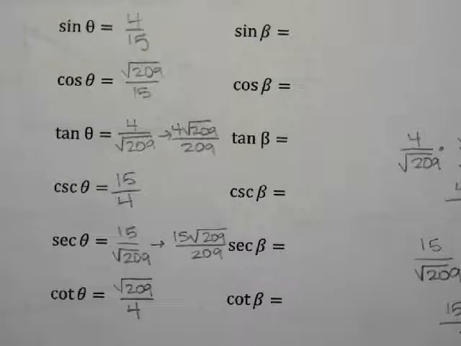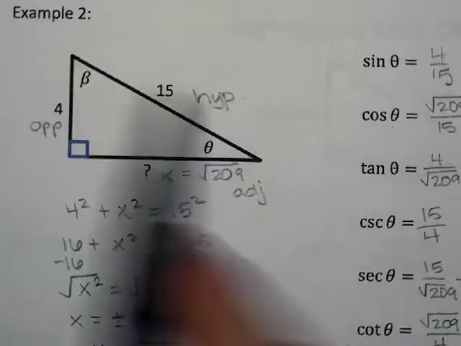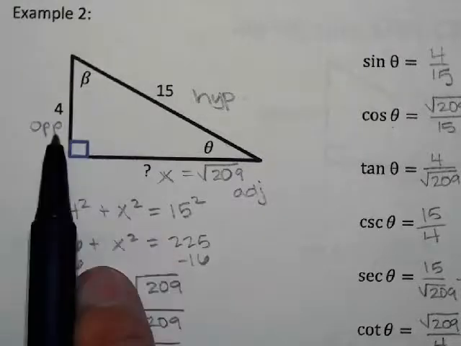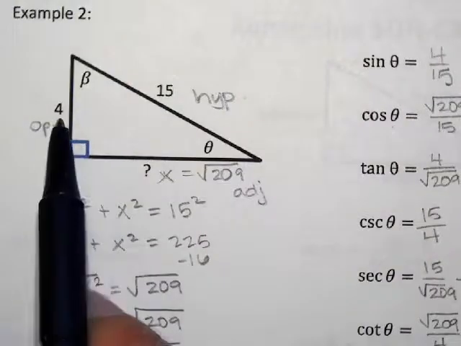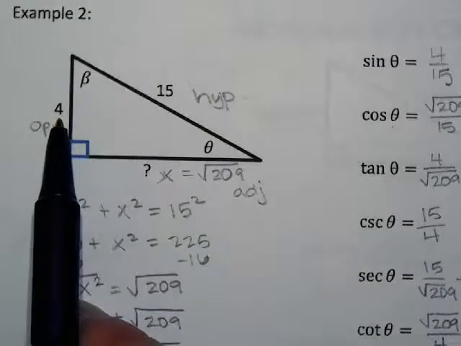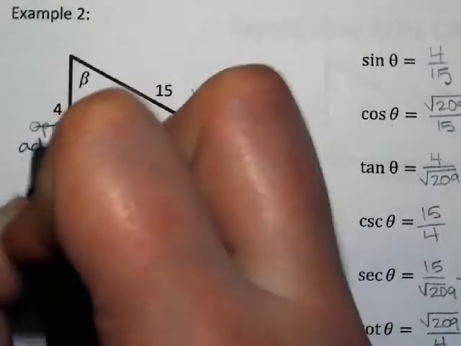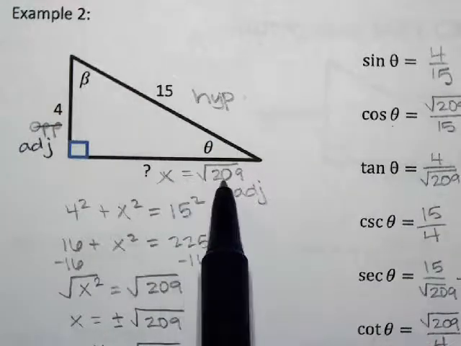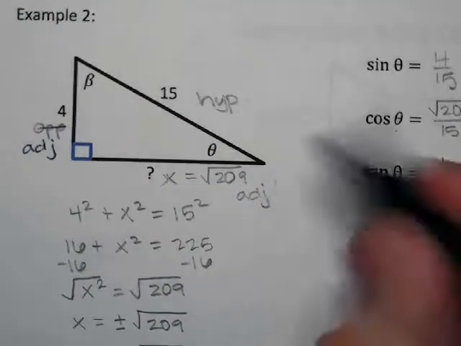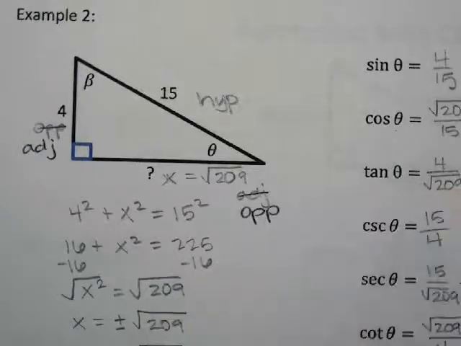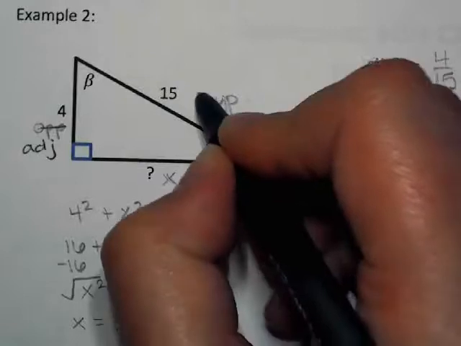Okay, let's do it for beta. All right, so the names are gonna switch a little bit. So the hypotenuse is gonna stay the hypotenuse, but now if we're talking about beta, is 4 still the opposite side? No. What is 4 now? Adjacent. That's good. So 4 is adjacent. And then what is the root 209? Opposite. Okay. And then hypotenuse is still hypotenuse.